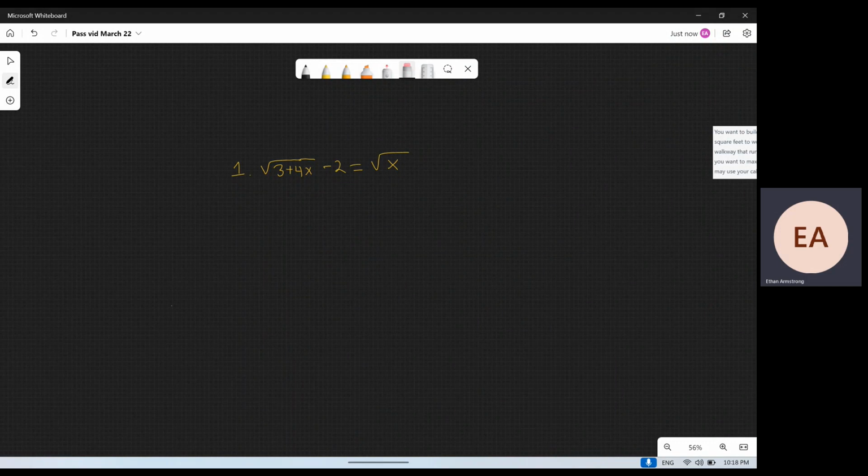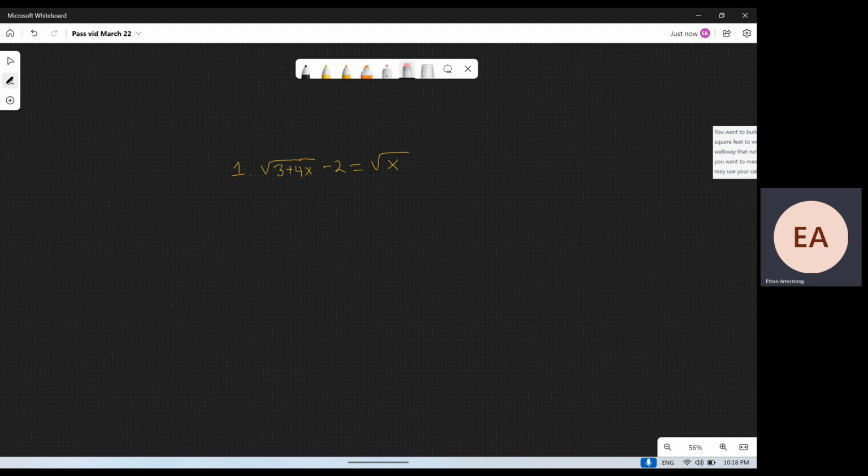Hello, today I'm going to be doing a couple examples. I'm going to be doing one example solving a radical problem, and the other problem will be a quadratic word problem slash maximization problem. So first up, we have this problem here.